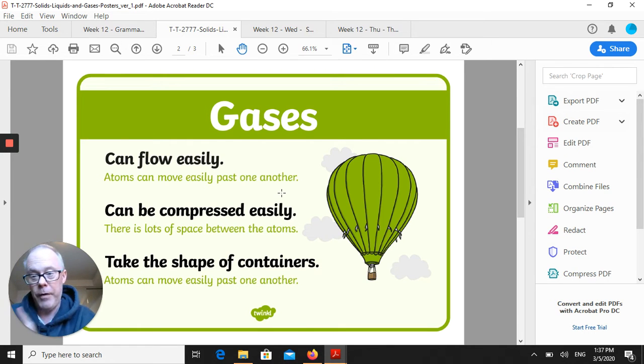I can feel it against my fingers. I can't see it, but I can feel it. And that's you moving gas around. I can make gas flow very easily. It can be compressed very easily. You can squash it into little spray cans. You can squash it into oxygen tanks. You can squash it between your hands, just like that.